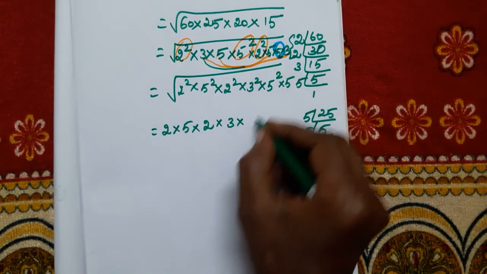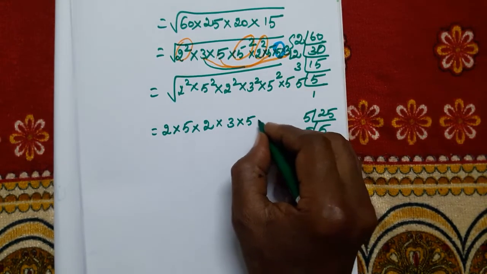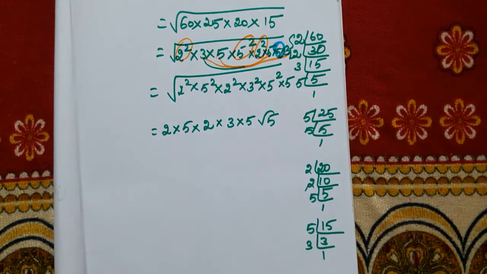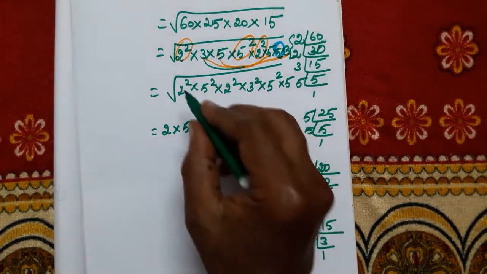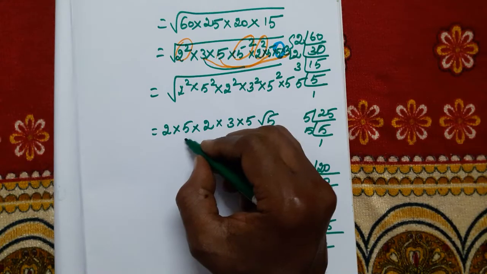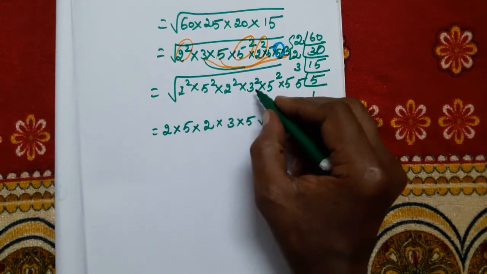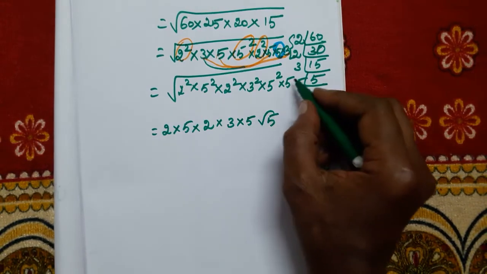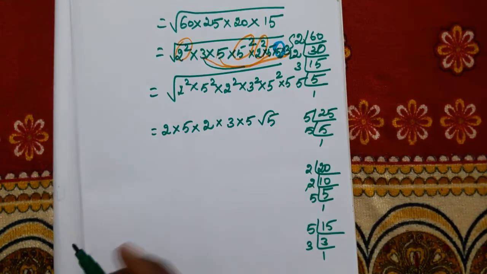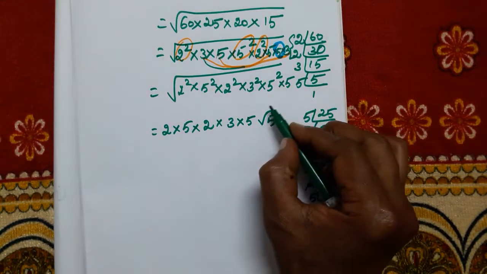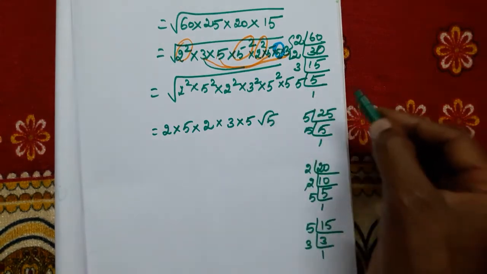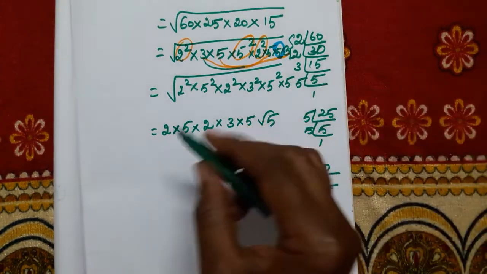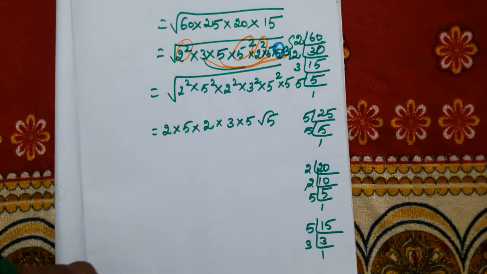Square root of 5 square is equal to 5 root 5. Clear this? Okay. This number, square root of 2 square 2, square root of 5 square 5, square root of 2 square 2, square root of 3 square 3, square root of 5 square 5. This 5 alone inside the square root we have to write it. Clear? This 5 alone. So 2 5s are, what are we getting?